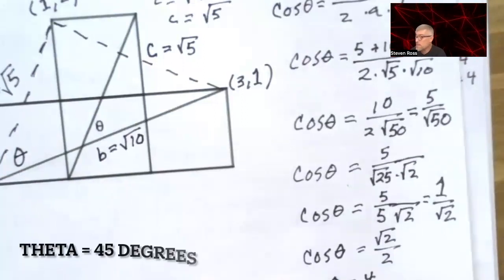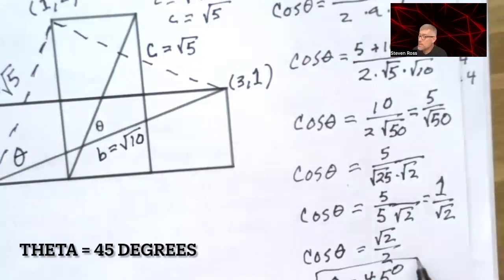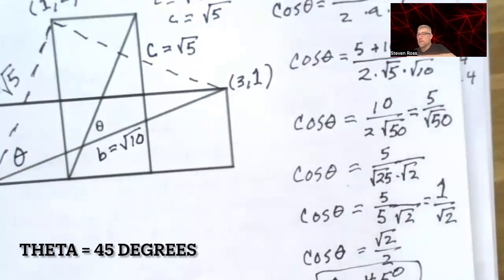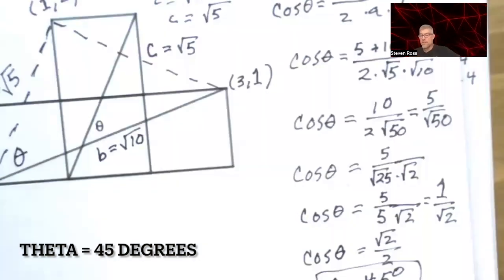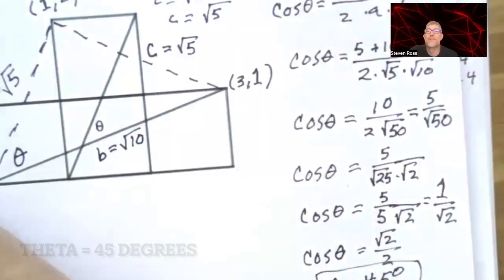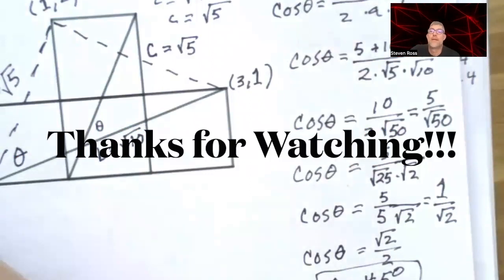So once again, 45 degrees is the angle in between the 2 vectors. So there you go, 2 different ways to solve. And that was fun.